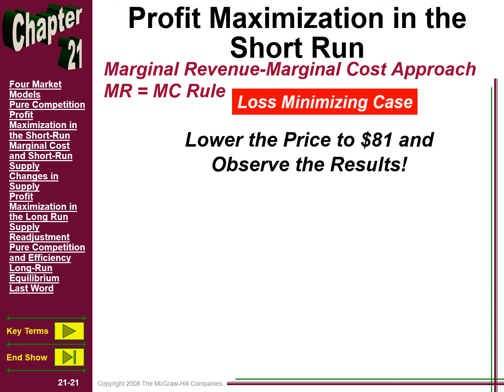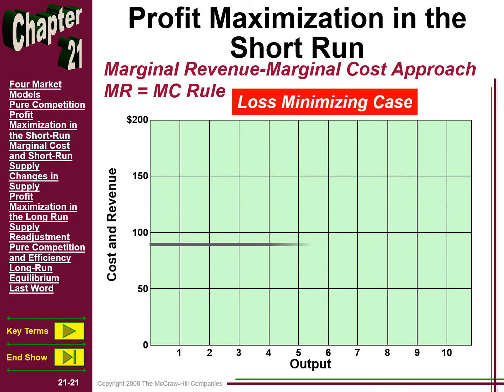Let's look at the short run loss minimizing case. So what's happening here is that through no fault of our own, we're a purely competitive firm operating in a market where there's a standardized product and we're a price taker. Demand is perfectly elastic at the market price. We can produce and sell as much as we wish at the market price, but we have no control over price. So there's been a significant decline in demand.